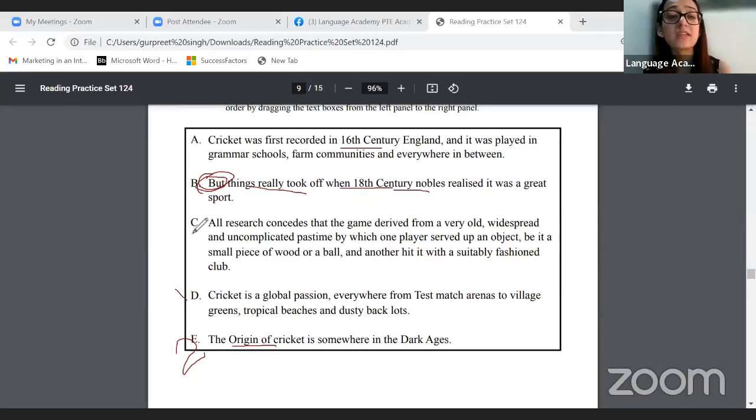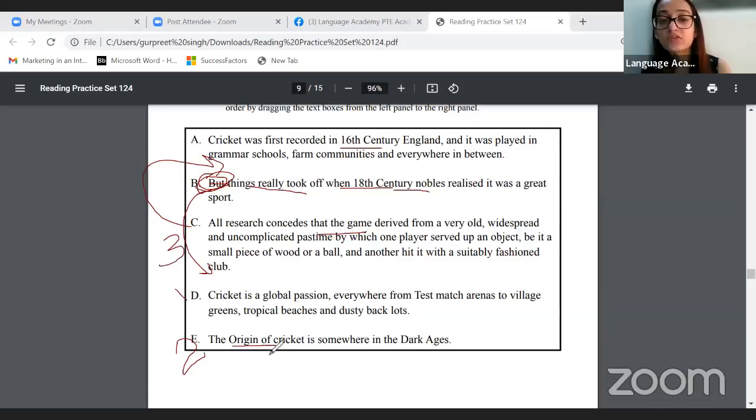How can you put C in between these two? Cricket was recorded in 16th century, then you're explaining something else, and then you're saying "but" 18th century became popular. What is this "but" doing after C? When it has no relation with "but", and B and C with "but" means no contrast is given. So rather the third sentence was C.